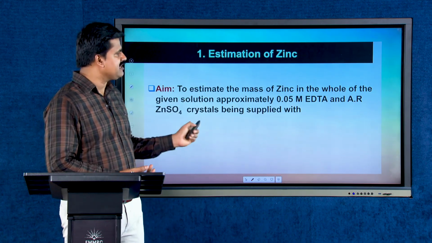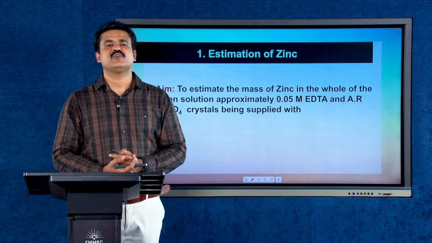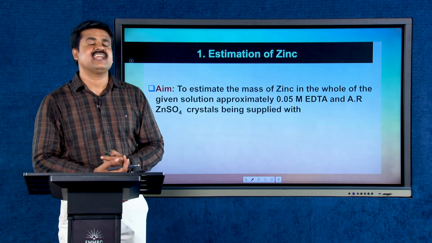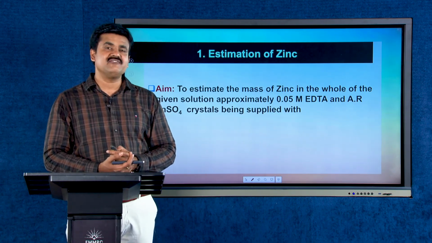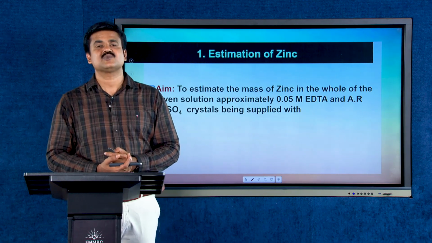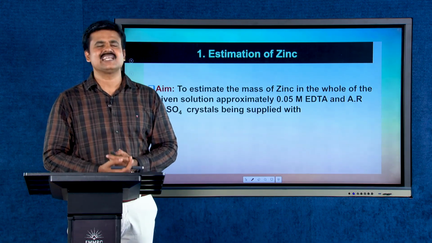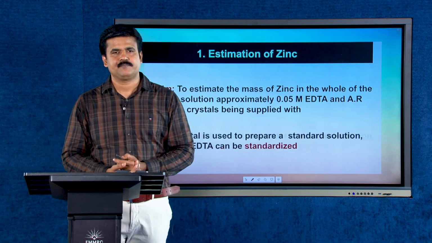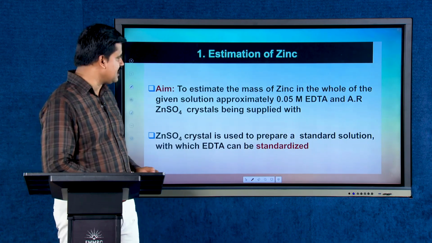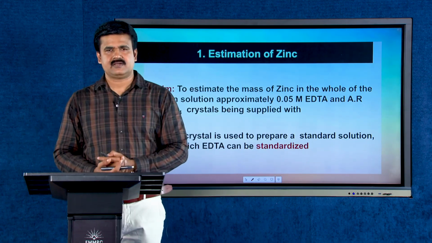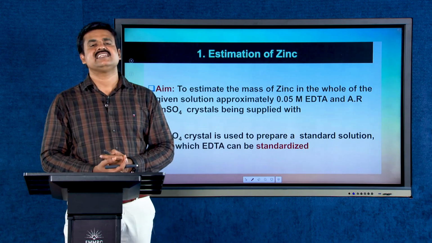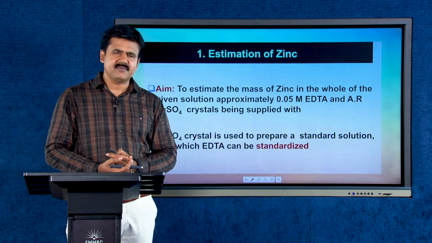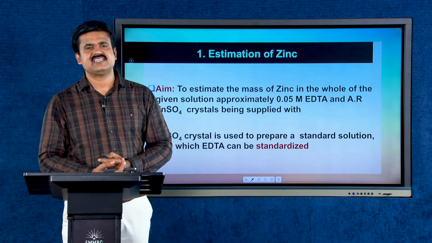You have these two reagents, that is nothing but 0.05 molar EDTA and analytical zinc sulfate. With the help of these materials, you have to estimate the presence of zinc ions, or Zn2+, or simply zinc, present in the given solution. Zinc sulfate crystal is used to prepare a standard solution with which EDTA can be standardized. So remember, this zinc sulfate is a primary standard.